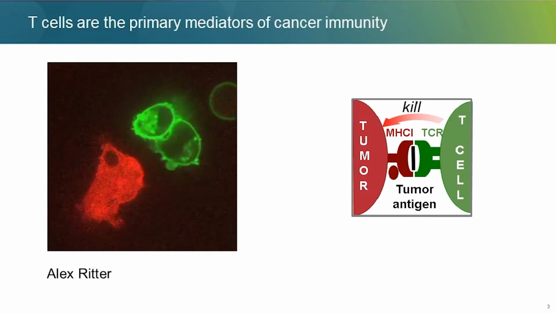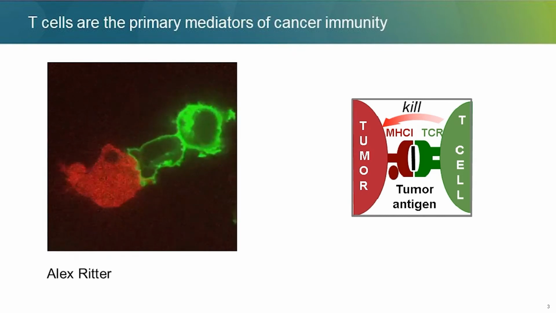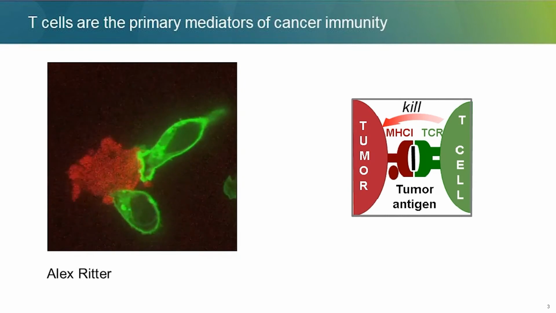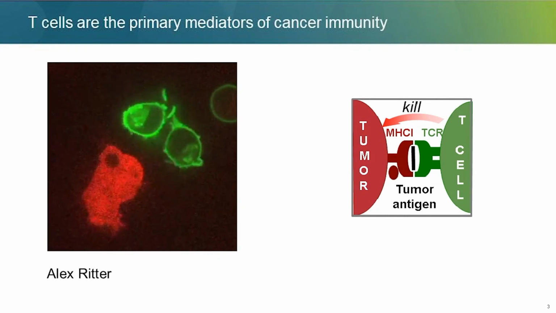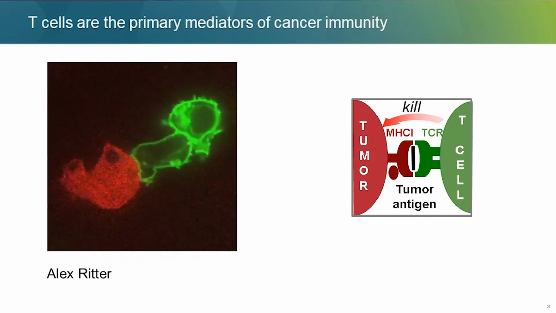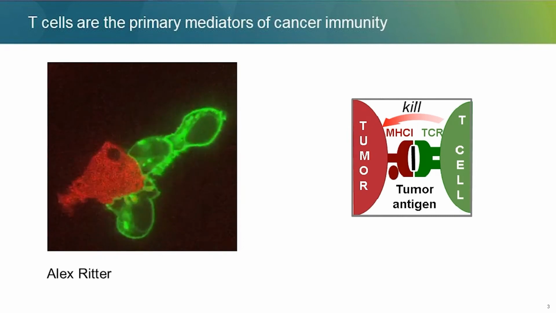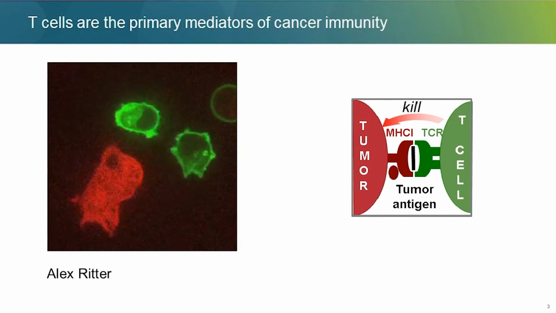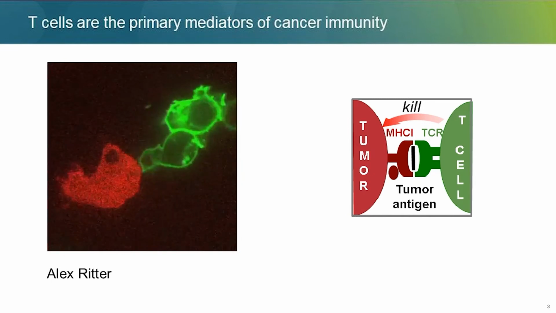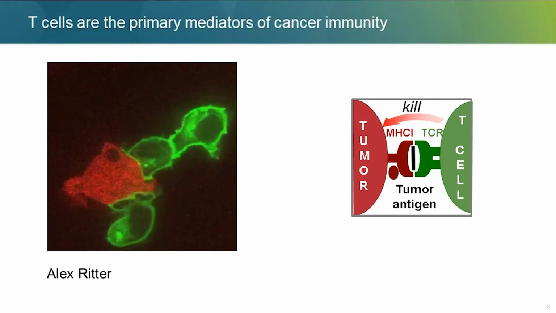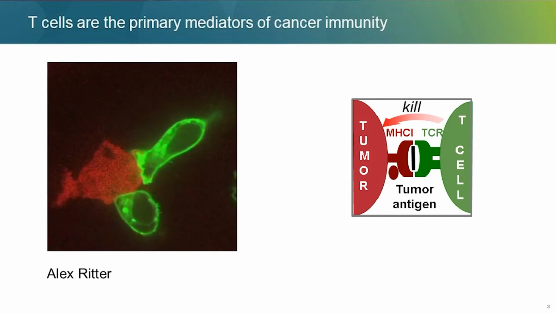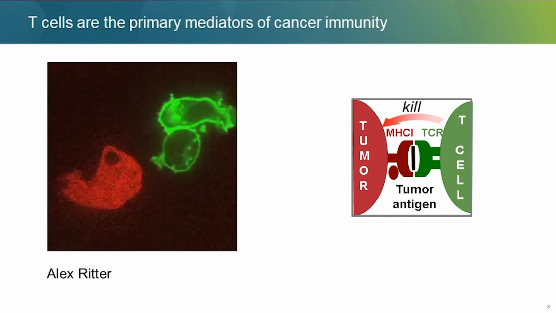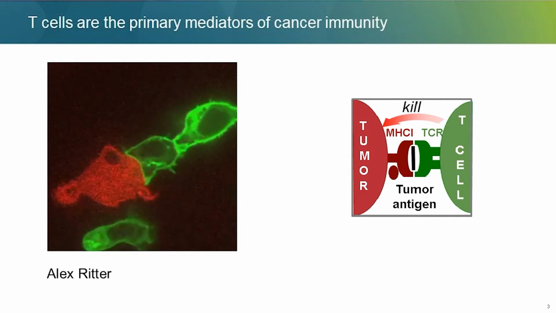So as you know, T cells are the primary mediators of cancer immunity. And as you can see on this very nice video by Alex Ritter, the green T cells are interacting very closely with the red tumor cells. And once they recognize these tumor cells, they kill the tumor cells by releasing granzyme and perforin, as you can see here with the red flash. So these T cells are recognizing peptides that are 8 to 12 amino acids long and that are derived from the proteins that are produced by the tumor cells.